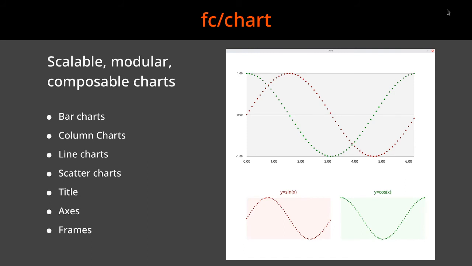As mentioned, there is a charting package as part of FC, and it aims to make scalable, modular, what I call composable charts. The charts are broken down into their components. You've got the chart types. In that case, you can do bar charts, columns, lines, scatter charts. But charts also have things like titles, axes, and frames. And each of these things has individual methods that you can combine in interesting ways.